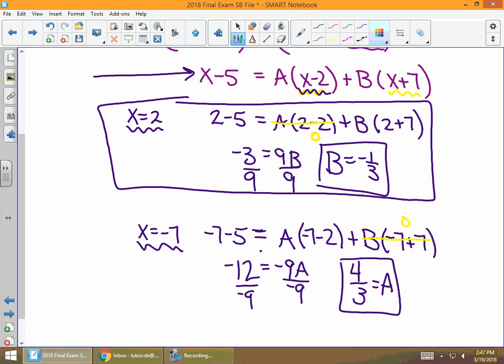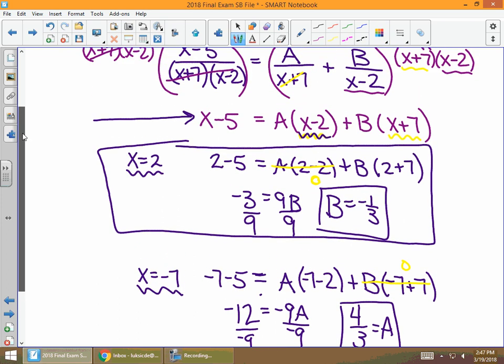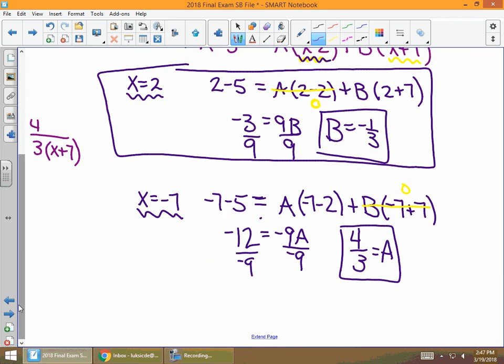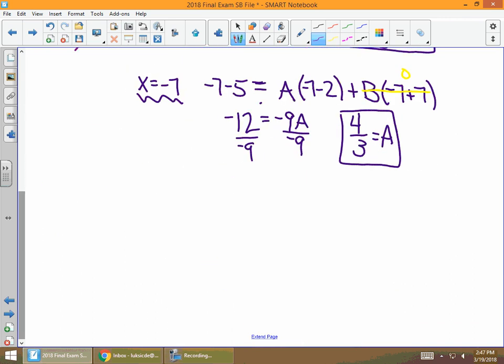So what does all this mean? What do this a and b mean? Well, those are our numerators back up here in our original problem, which was right here. There are a couple ways you can write it. You can write 4/3 on top in place of the a, or you could write it like this: 4/3 times x plus 7. Whichever way you want. I kind of like writing it like the fraction.